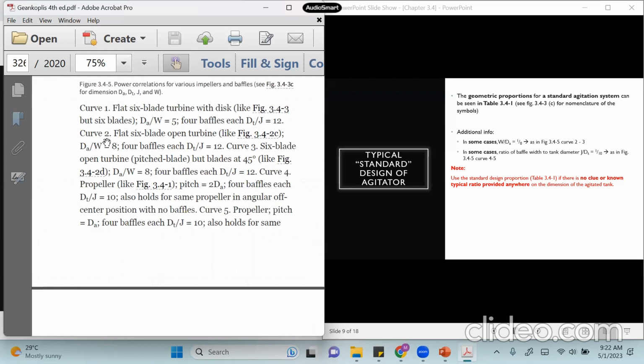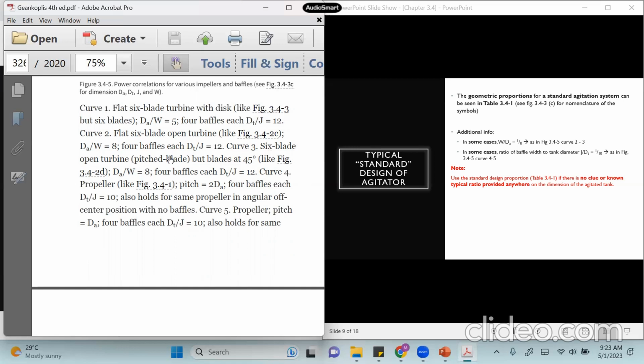The ratio between dA to W is 8, or I can say W to dA is 1/8. So for a flat 6-blade open turbine, the W/dA is 1/8. In some cases, like curve 2 and also curve 3, a 6-blade open turbine with pitched blades at 45 degrees, the W/dA is also 1/8.